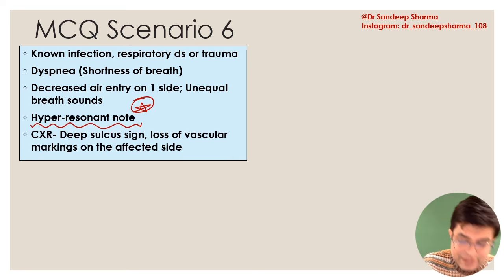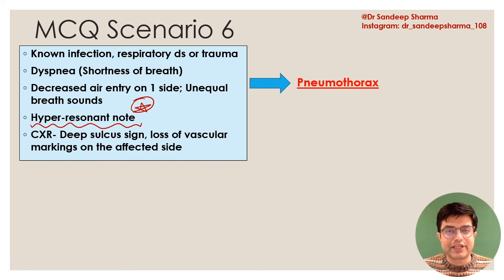And then chest X-ray will show two signs, either deep sulcus sign or loss of vascular markings on the affected side. Why loss of vascular marking? Because air trapping is happening, so vascular markings will not be visible. So the likely diagnosis in the patient obviously is going to be pneumothorax, right? Air collection in the pleural cavity.